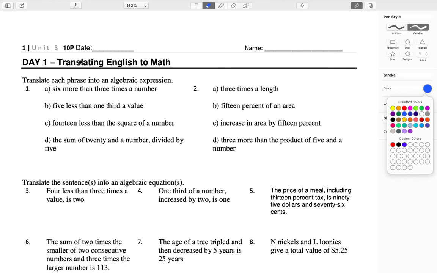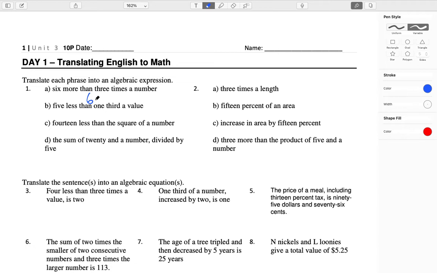Today is day 1. We are going to go over translating English to Mathlish. Let's start with number 1A. It says 6 more than 3 times a number. So how do I translate this? Well, 6 more, so 6 more, then 3 times the number, 3x. Assuming a number, unknown variable is x.